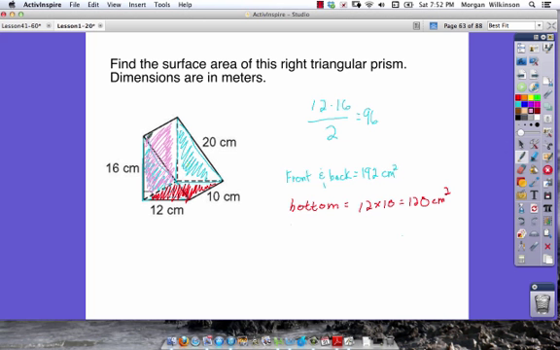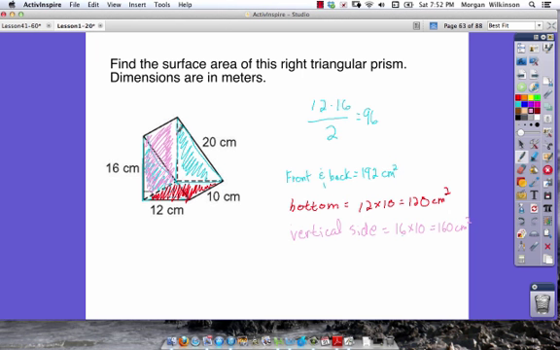We've actually called it the front and the back, so let's call this the vertical side. The vertical side has a length of 16 and, we've got to look across, a width of 10. So that's going to be equal to 16 times 10, which is equal to 160 square centimeters.